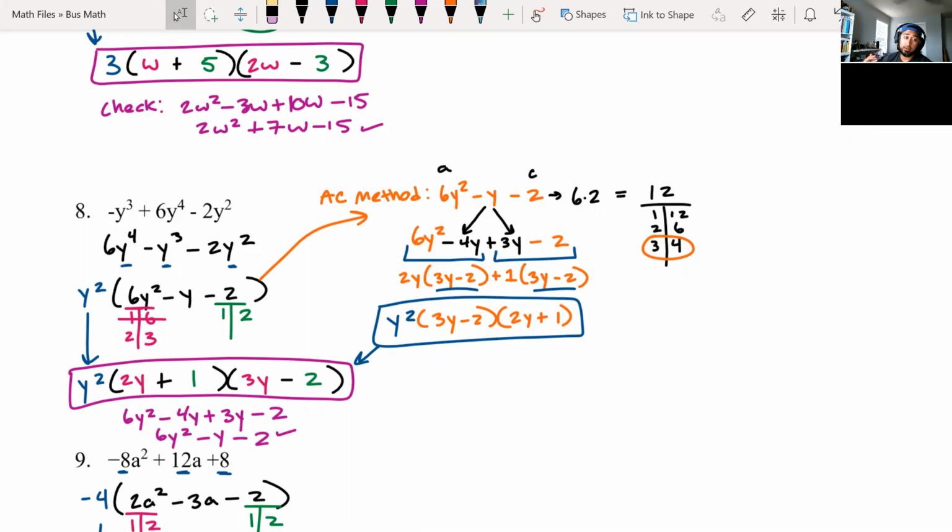So, like I said, you guys choose. You can choose AC method or choose guess and test. Stick with one method though. Don't confuse yourself by trying to work both. Only stick with one.